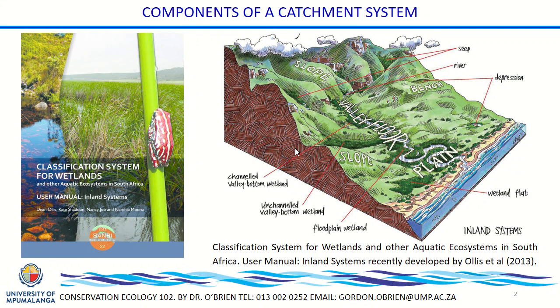Again, just to re-emphasize that this classification system that you need to learn for Conservation 102 comes from this classification system for wetlands and other aquatic ecosystems from the South African National Biodiversity Institute. This is the manual by OLIS that was published in 2013. You need to be able to use this. We're going to refer to this a lot during our practicals as well, but I will test you on your ability to use this manual to be able to classify ecosystems.